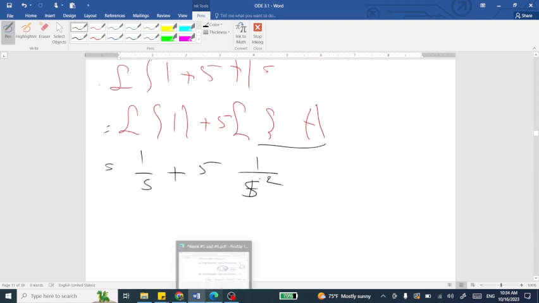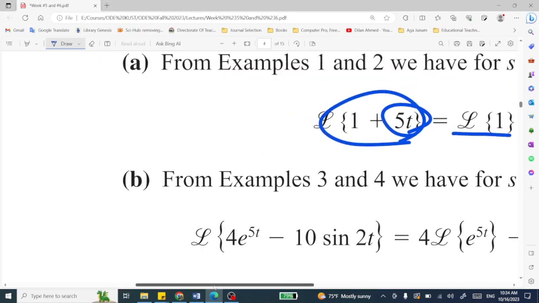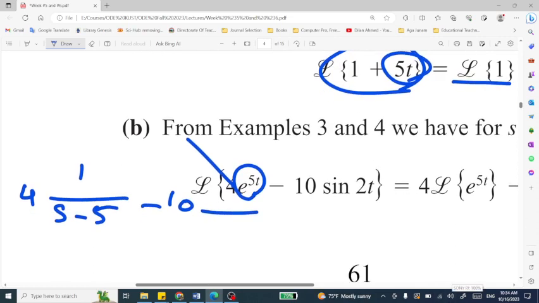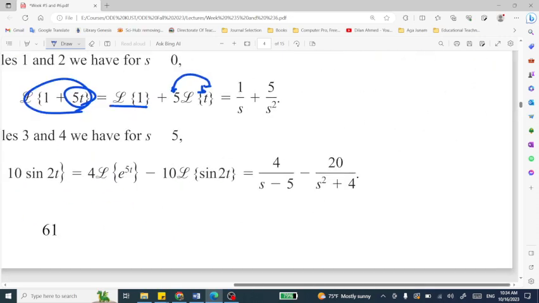How about the second example? The Laplace of 5t gives 1 over s minus 5. Minus 10 times the Laplace of sine, which is 2 over s squared plus 4. You can check it here and you see it's easy. Just apply the rule.